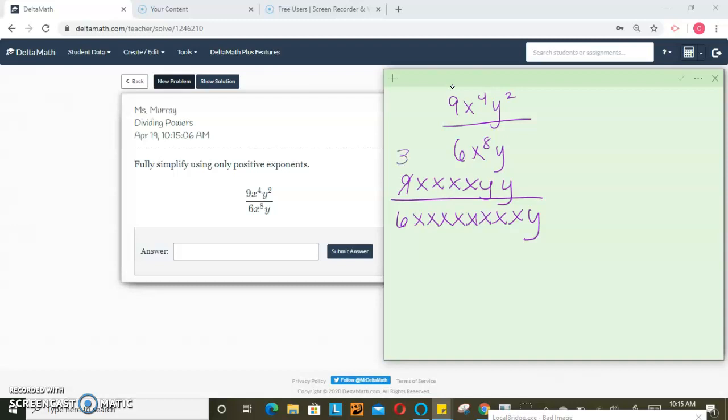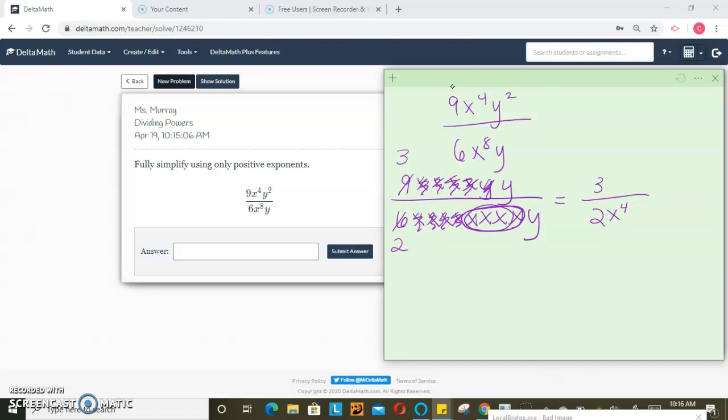So 3 goes into 9 3 times and into 6 2 times. So my coefficient becomes a 3 over 2. They have 4 x's in common. 1 set, 2 sets, 3 sets, 4 sets. I do have some x's left over. I have 4 of them, and they're in the denominator. So I'm going to write x to the 4th in the denominator because that's where my x's ended up.